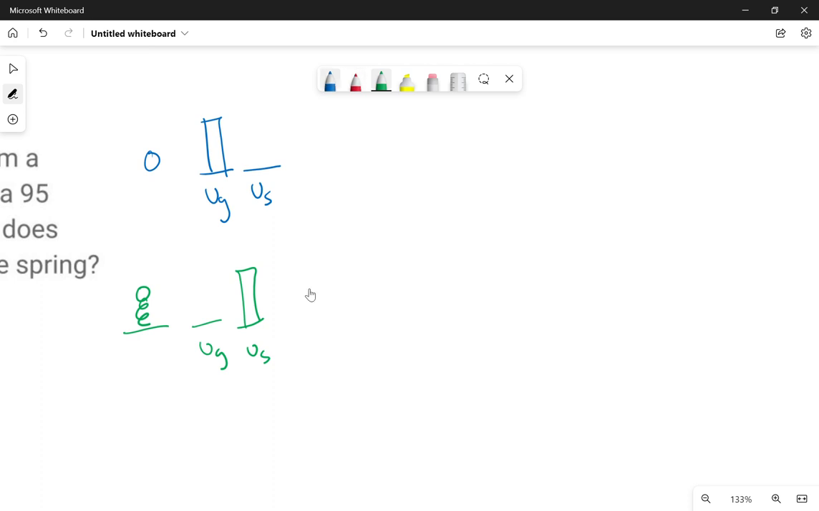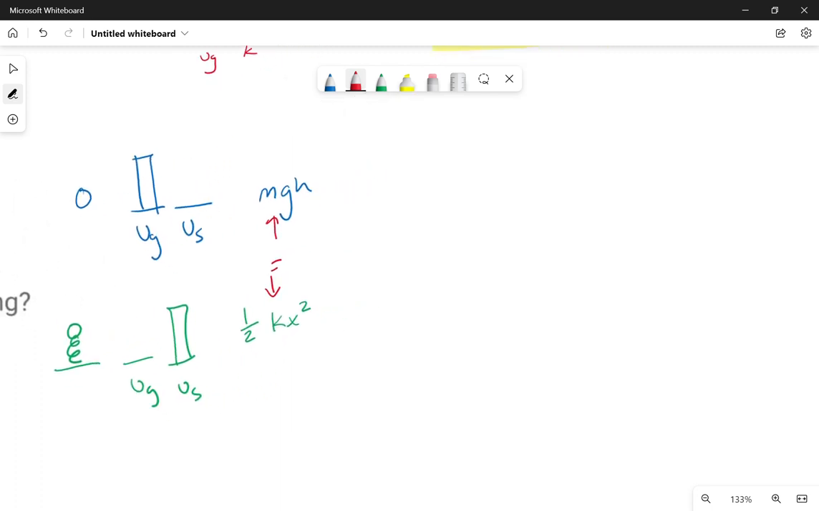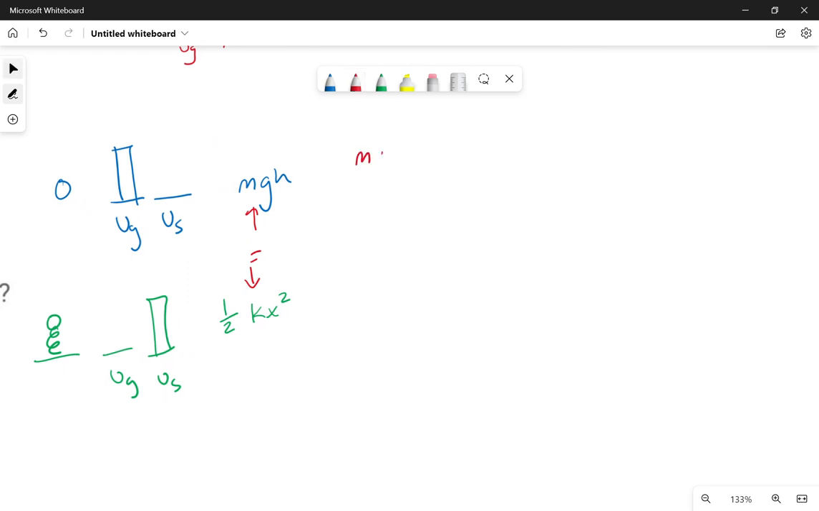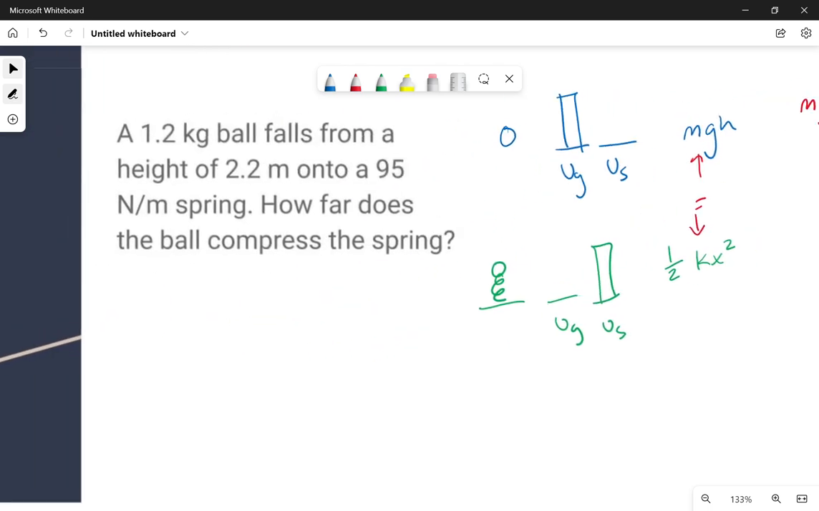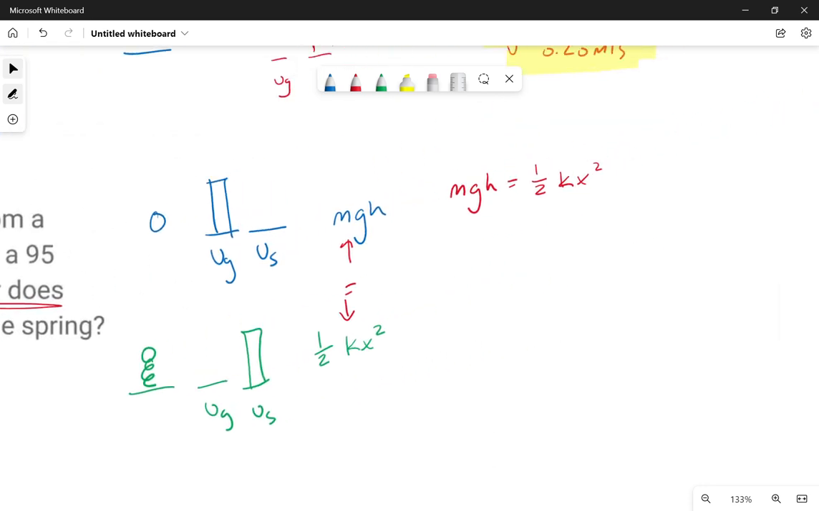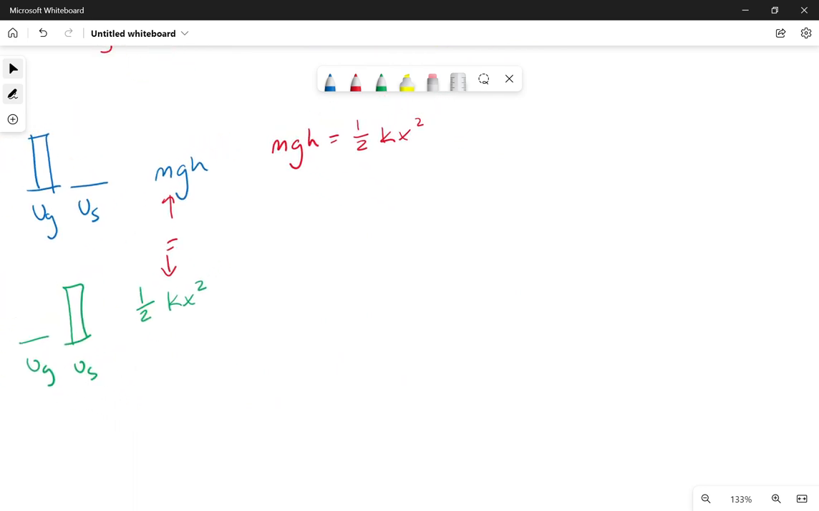And so if I express those mathematically, this one is going to be once again mgh, and down here it's going to be 1/2 kx squared, representing spring potential energy here and gravitational potential energy here. And once again, I'm going to set those equal to each other because they represent equal amounts of energy, so that I get mass times gravity times height is equal to 1/2 kx squared. And then now, just to check, I'm looking for how far it compresses the spring. So I'm looking for the variable x.